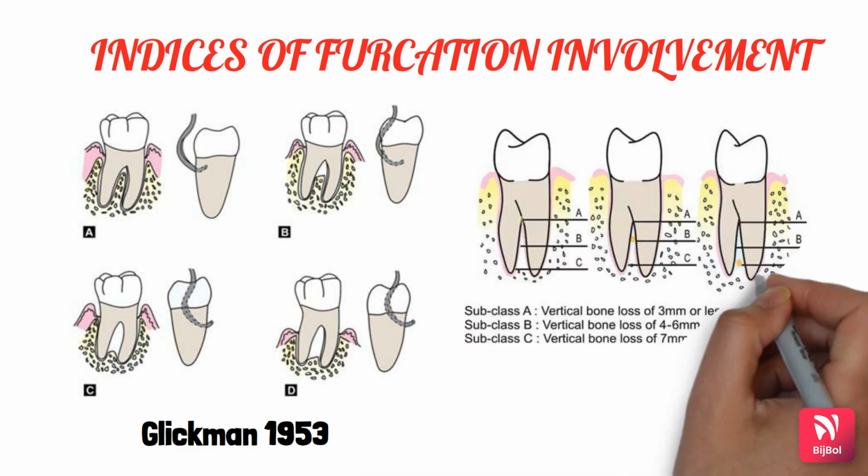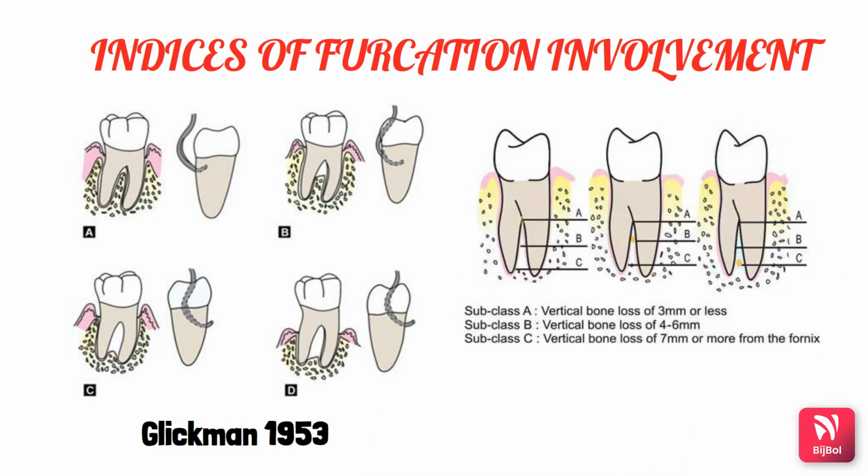Another classification was given by Tarnow and Fletcher. This is a sub-classification and it measures the vertical depth from the roof of the furcation. So there are 3 subclasses. First one is subclass A, subclass B and subclass C.